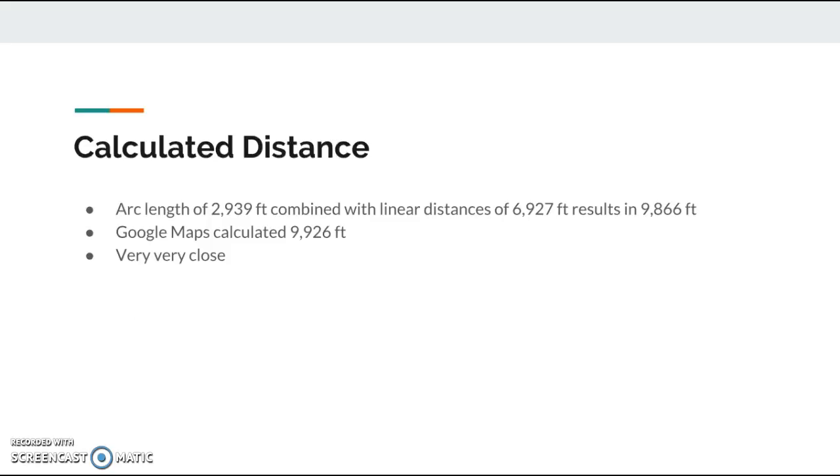So the calculated distance is with an arc length of 2,939 feet combined with linear distances of 6,927 feet, which I measured using the distance tool on Google Maps, resulted in a total of 9,866 feet. The distance that Google Maps provided me was 9,926 feet, which is very, very close to each other.